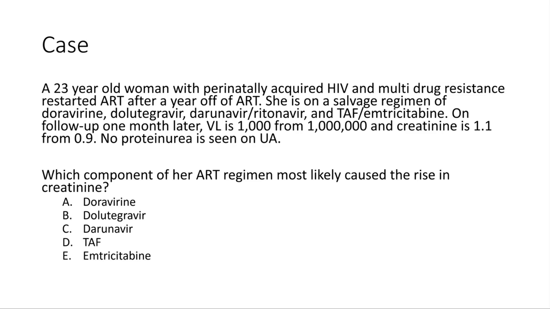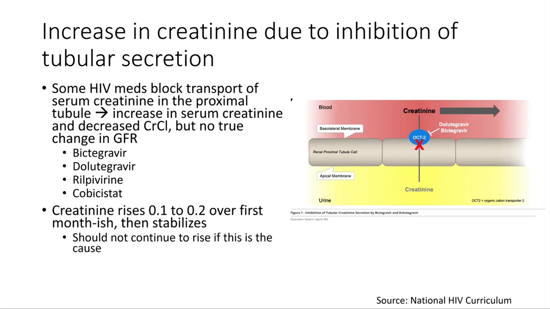Okay, I know it's getting really late, so I may just blow through this case. This is a case of someone who's on all the possible ART, and their creatinine goes up a small bit. The point is that we have some medications that cause a small increase in creatinine because of inhibition of tubular secretion of creatinine, so the creatinine stays in the bloodstream rather than getting excreted. Those are bictegravir, dolutegravir, rilpivirine, and cobicistat.